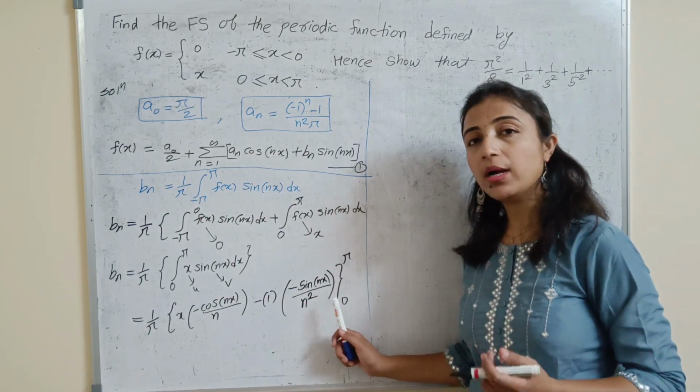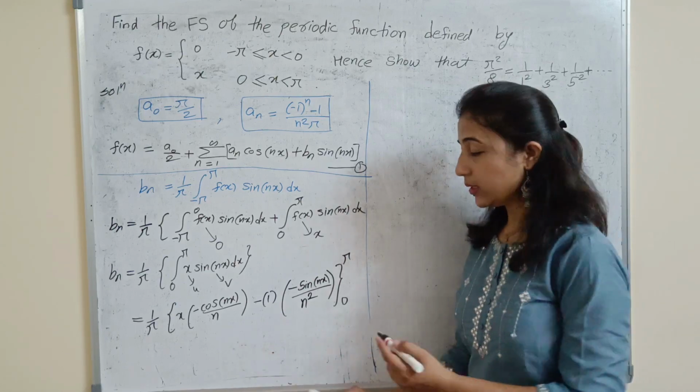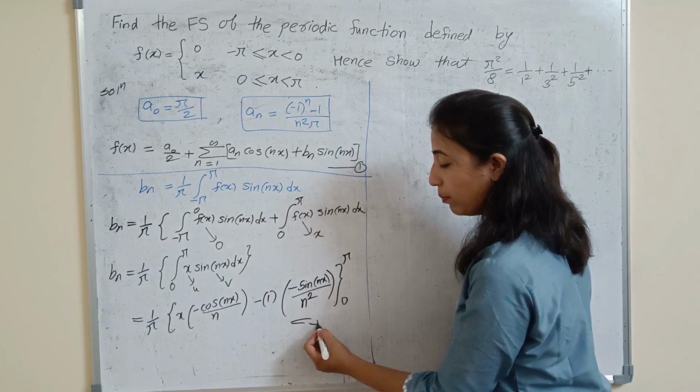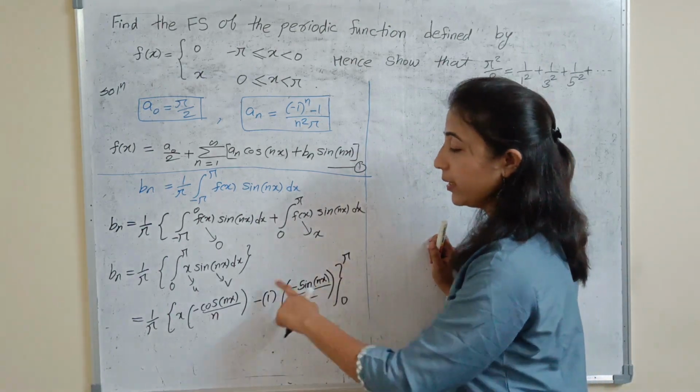Sine n pi is 0 and sine of 0 is 0. So both terms are 0. That's why this term is 0 for the upper as well as the lower limit. That means it is completely 0. Now put the upper limit here.